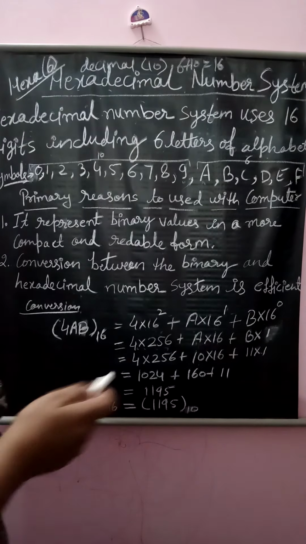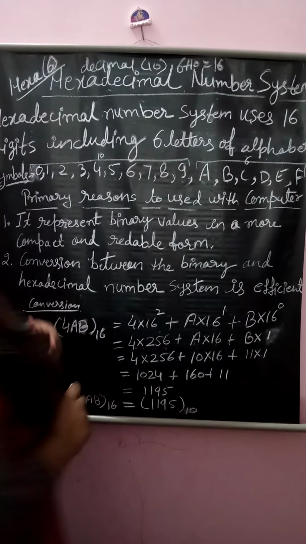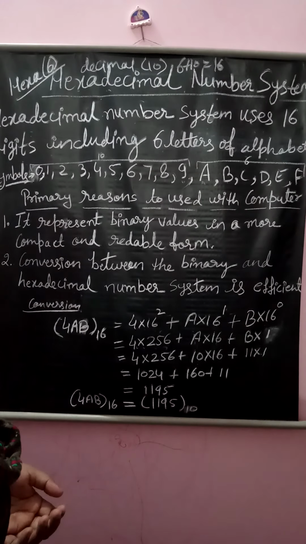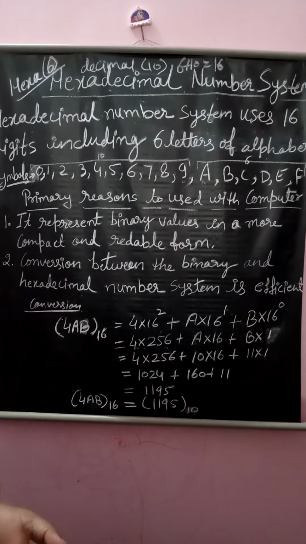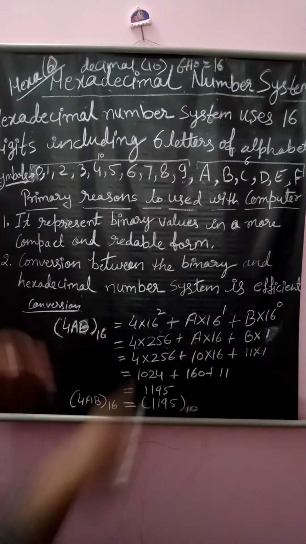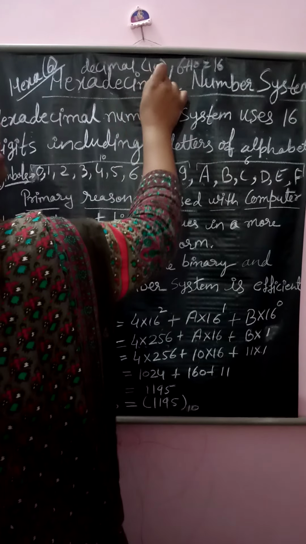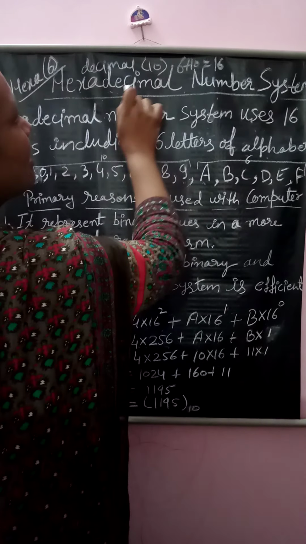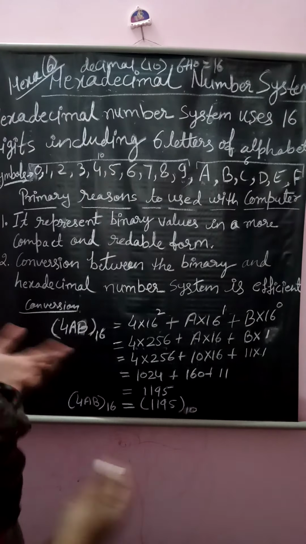So students, today we will study the hexadecimal number system. Hexadecimal number system means 16 digit number system. How 16 digit? Just see, hexa means 6 and decimal means 10. So hexadecimal is 16 digit number system.